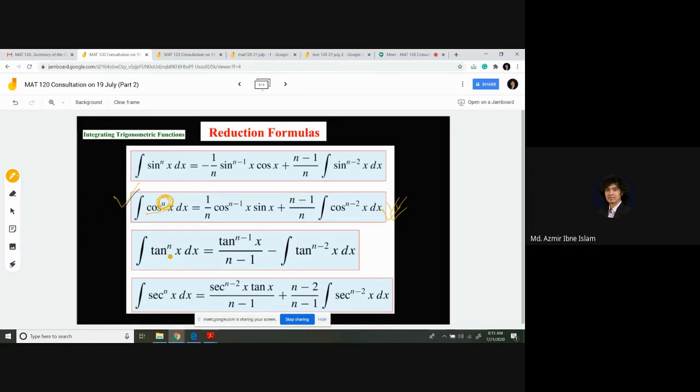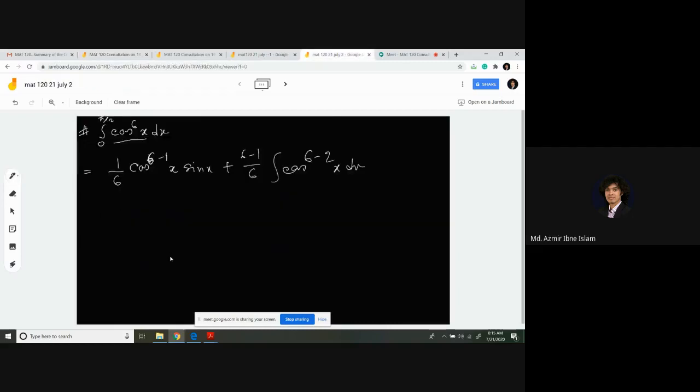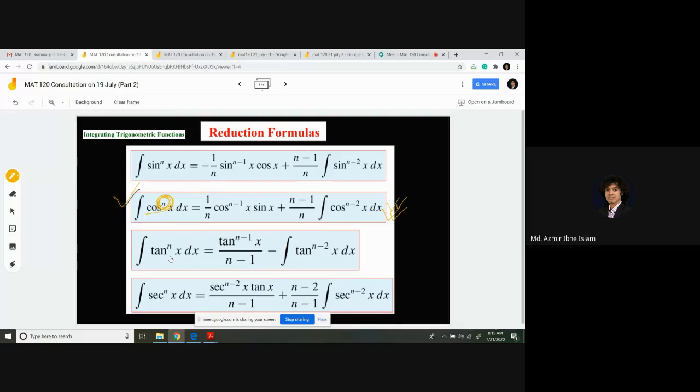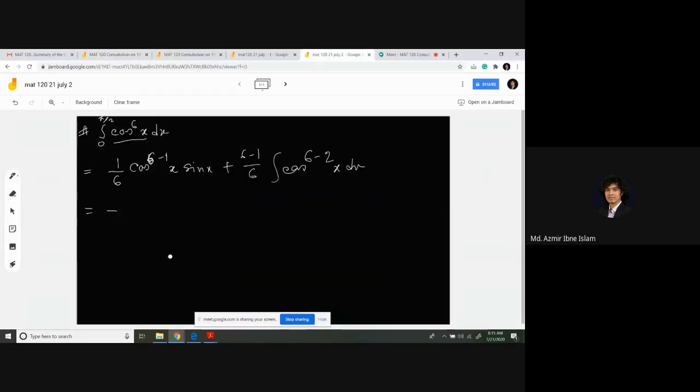Because you are solving the problems from your home, so that's why you can directly have a look at the formulas and you can apply them. Okay, so 1 over n, and this time n is equal to 6. So that is the thing we are going to apply here. So what we can do here, 1 over 6 cosine 6 minus 1, that is 5x sine x, plus 5 over 6 cosine power 4x.